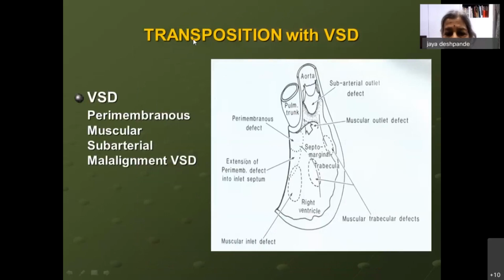Now, in transposition you can often get VSD. The VSD can be mainly perimembranous. It can be muscular, subarterial, or malalignment type of VSD. So this is the right ventricle, the aorta, and the pulmonary artery. So mainly you get a perimembranous defect. You can have muscular defects which can be inlet, trabecular, outlet, or you can even have a subarterial defect.